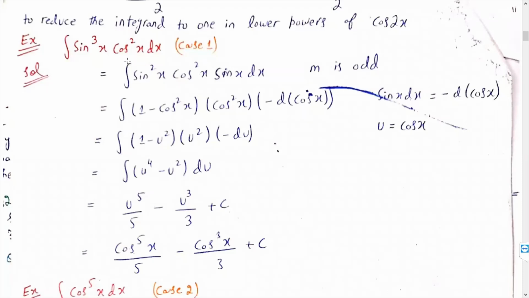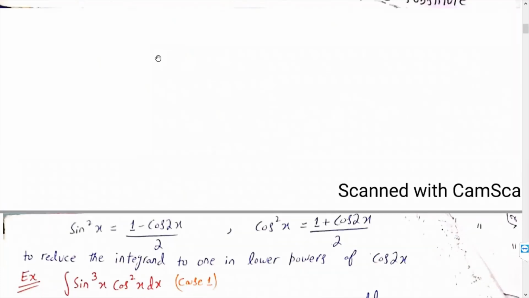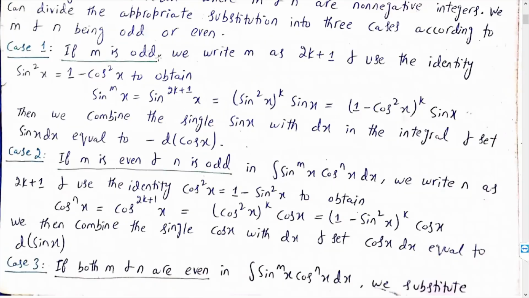Now let's discuss the cases one by one. Integral of sine cube x into cos square x dx. Here we can see the integrand is the product of two functions, sine and cos, and the power of sine is odd. This means we are dealing with the first case.